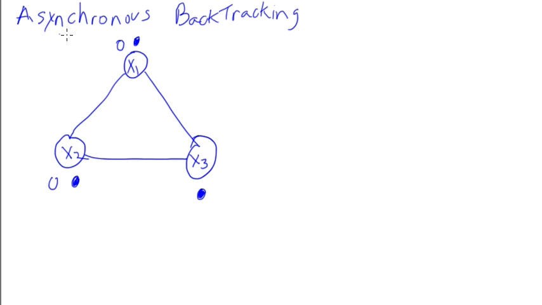The idea behind asynchronous backtracking is that each one of these is an agent. They're going to be working in parallel, and each agent sets himself to a color. X1 knows he can be either white or blue, so he just goes ahead and sets himself to a color. So each agent i starts out by setting himself to some color, and then asks others, is this okay?